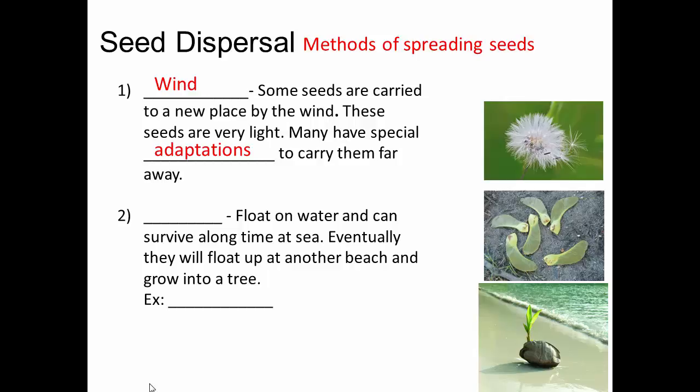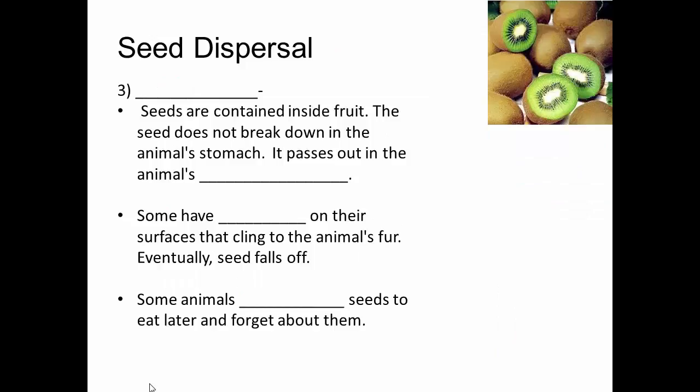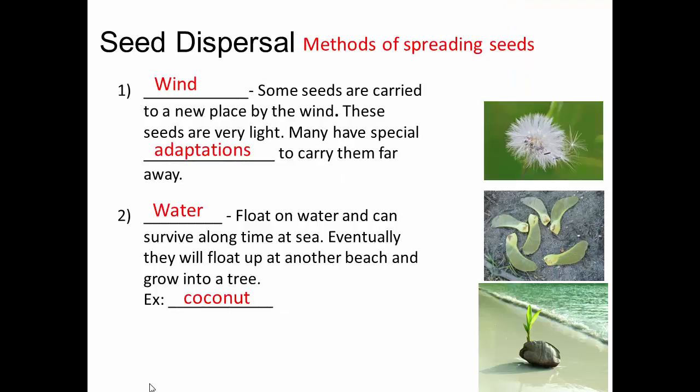Some seeds, like coconuts, float in the water. They can float from one area to another, and once they wash up on a beach, on shore, then they can start to grow there. Can a coconut grow in the water? No, they need to be on land.